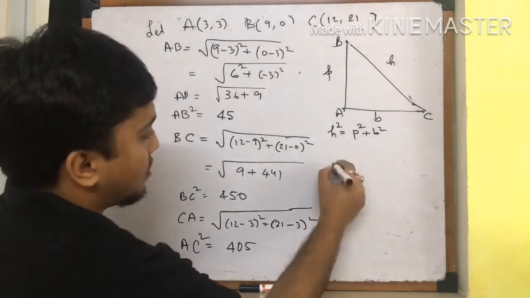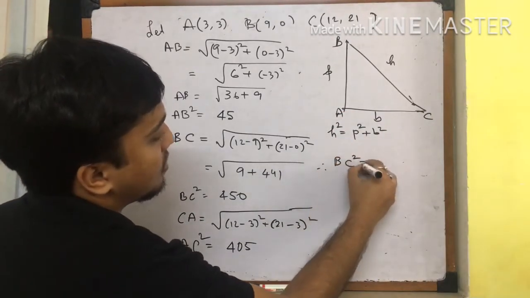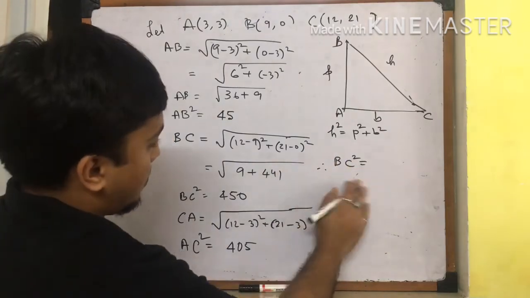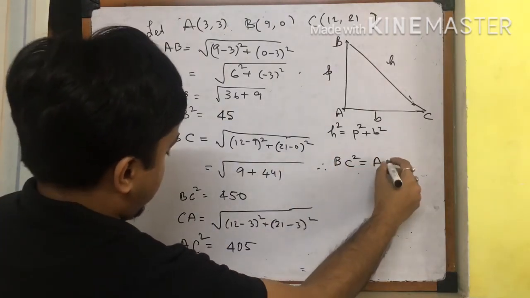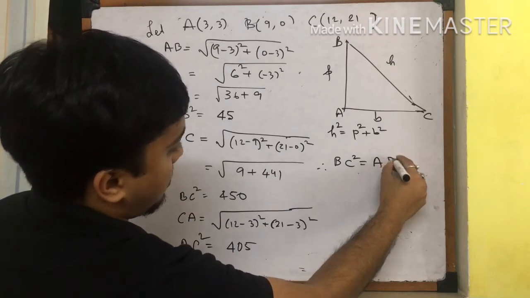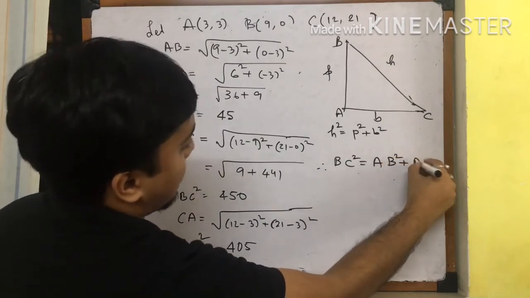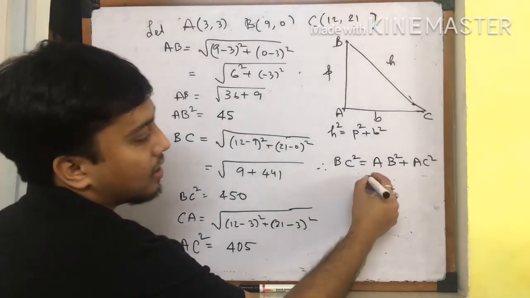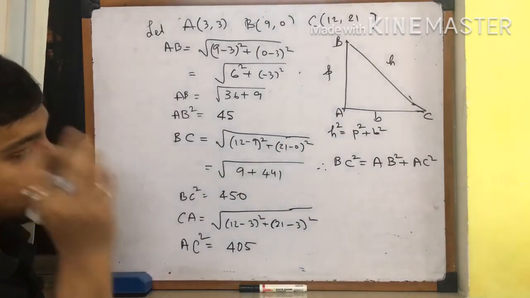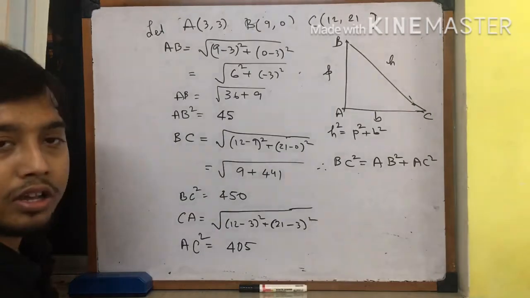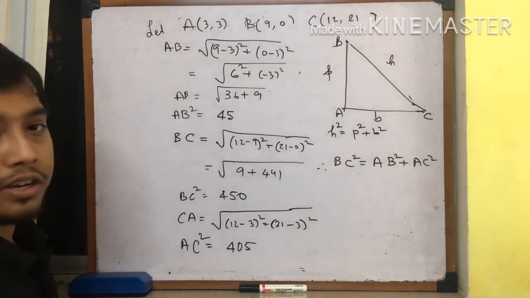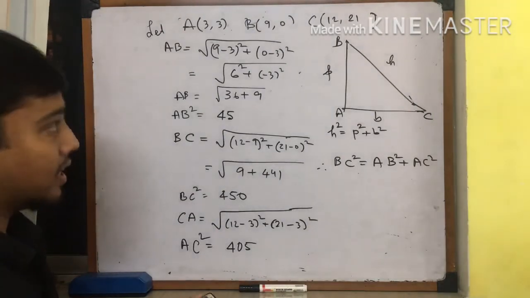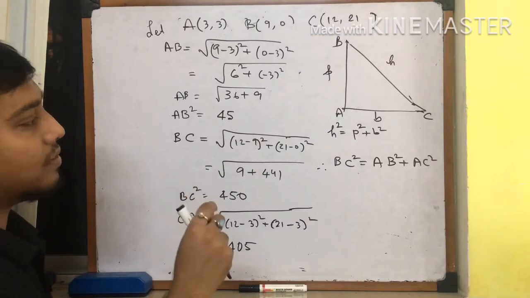So BC square is equal to AB square plus AC square, perpendicular square plus base square. Therefore this is the condition of Pythagoras theorem in a right angle triangle, therefore these 3 points form a right angle triangle.